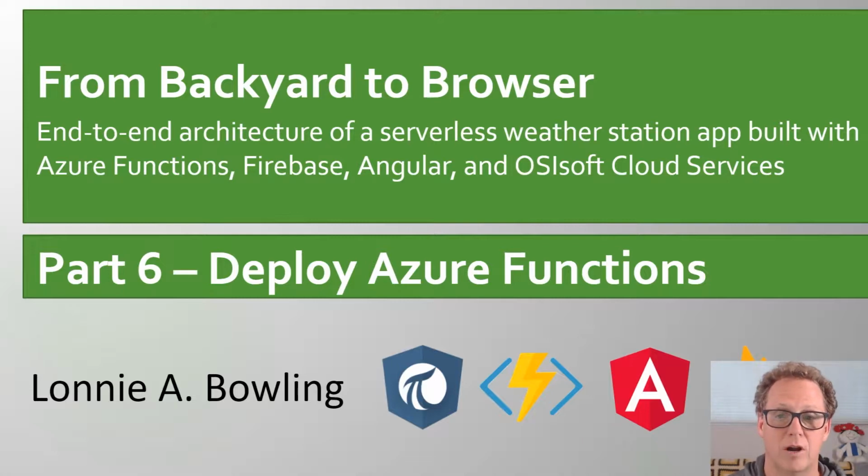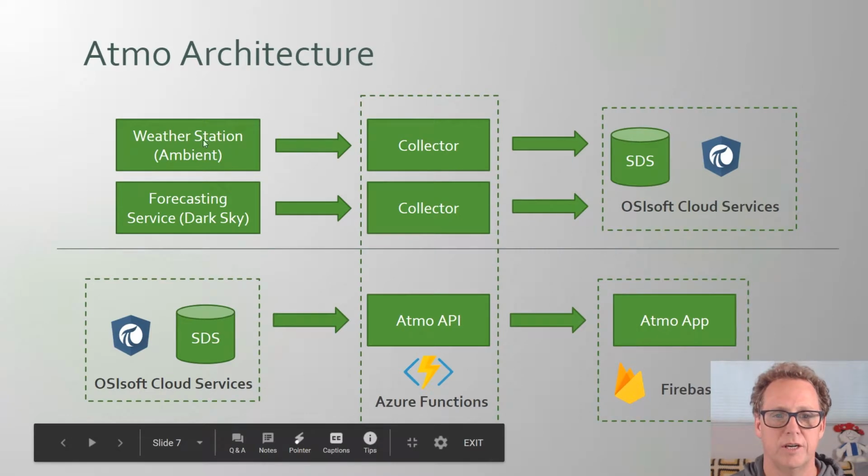So anyway, in this part, we're going to do something pretty fun and cool. We're just going to deploy our two collectors that we have running to Azure and just fire those off and let them start writing data periodically to OCS. Looking at the architecture here, we have all of this completed now. The last thing we need to do is just deploy these collectors to Azure as Azure Functions.